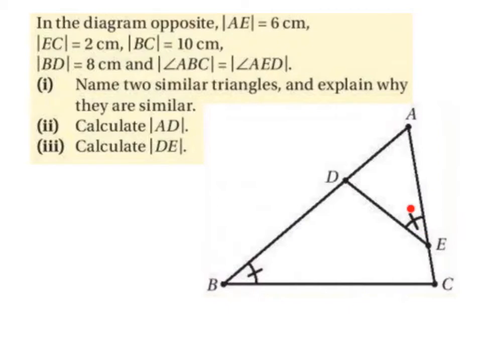so this angle here. Part 1, name two similar triangles and explain why they are similar. Part 2, calculate the distance from A to D. And part 3, calculate the distance from D to E.